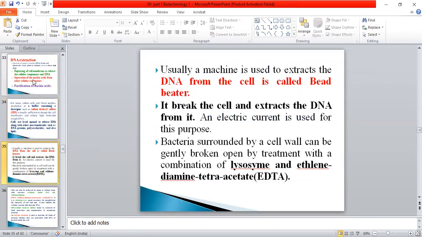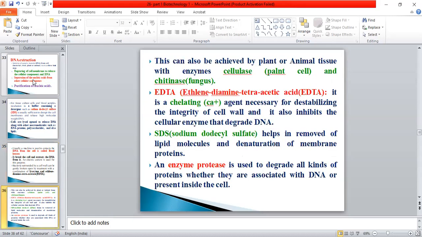And the next one, what happened now after the breakdown? Breaking of the DNA molecule with the help of electric current is also used for this purpose. Lysozyme and ethylenediamine tetraacetate are also used for breaking the cell wall. It has specific properties. For example, the plant cell wall is made up of cellulose, so it can be easily broken by the cellulase enzyme. If it is a fungus, the cell wall is made up of chitin, so the chitinase enzyme is used for breaking the cell wall.